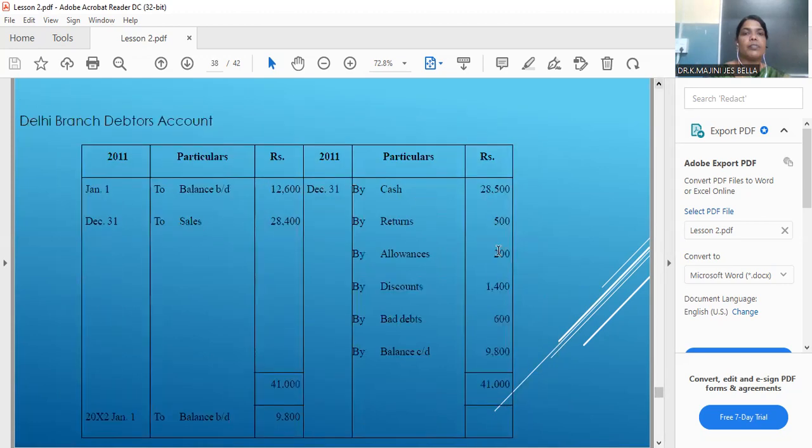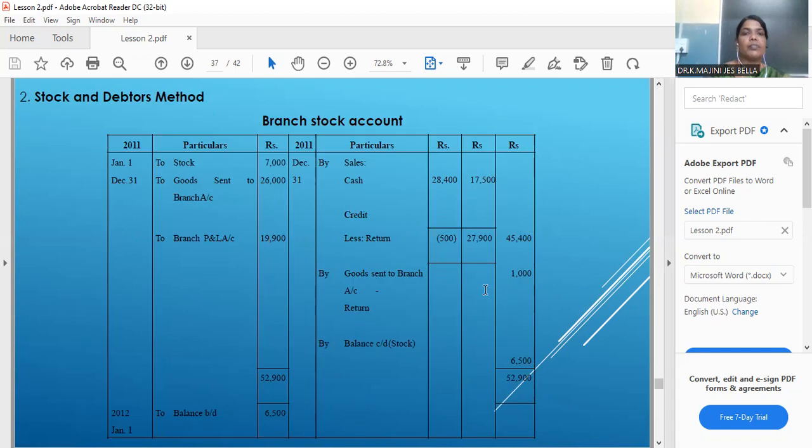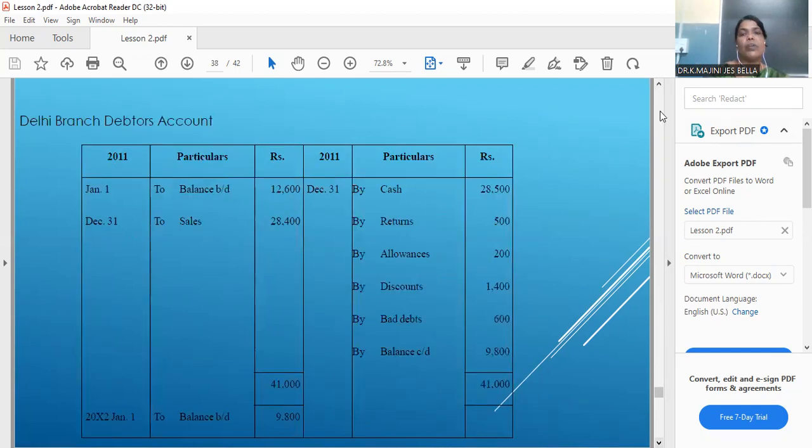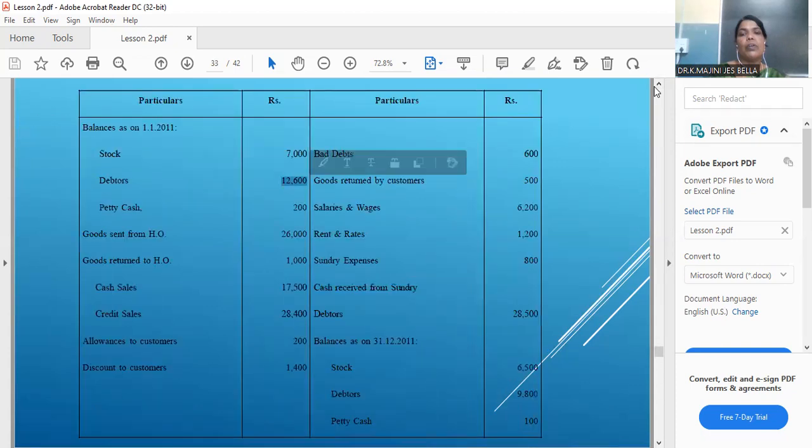Then we can see the Delhi branch debtors account. Date, particulars, and the amount column. We put 3 columns: date, particulars, and the amount column. The credit side also you should write date, particulars, and the amount column. Okay. January 1st, to balance BD. How much amount?